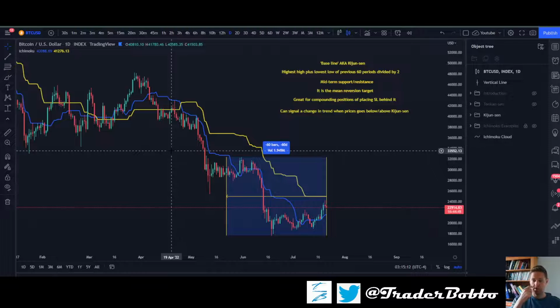So in the next one, we're talking about the cloud in part 4 and how those two lines work together to form the cloud. So that's part 3 done.